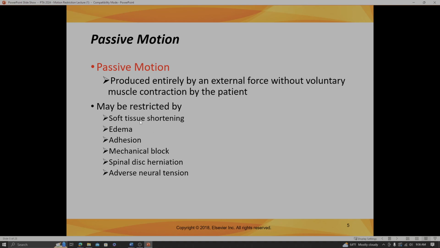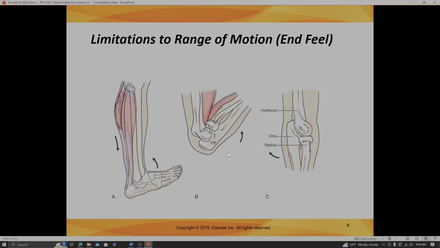Potentially, there's soft tissue shortening. There could be swelling in or around the joint, adhesions, which are essentially just sticking points within the soft tissue or surrounding connective tissue, mechanical blocks, like maybe a bone spur, disc herniation, or a neural tension issue. So what we're seeing here is we don't see any contractile mechanisms like we did with active range of motion. That's because in order to elicit a passive range of motion response or movement, there is no contractility. So here are some examples of end feels, right?